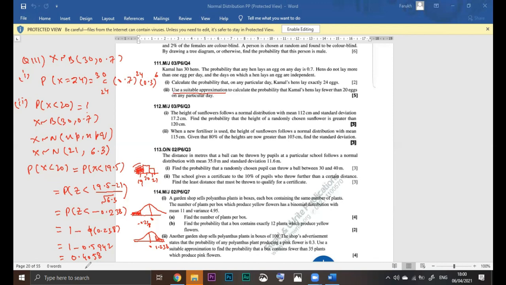np is greater than 5 and nq is greater than 5, or it is written in the question to use a suitable approximation. Sometimes it is not written in the question. If it is not written, and we want to find the probability that X is less than 20, we will start from 0: X equal to 0 plus X equal to 1 plus X equal to 2 plus X equal to 3 up to 19. It is very difficult to find the probabilities from 0 to 19. That is an indication that the question is too lengthy.